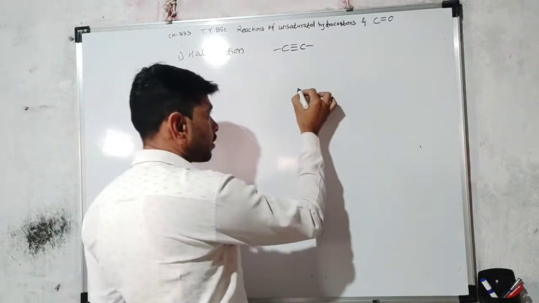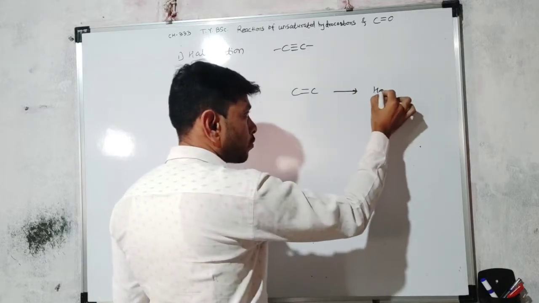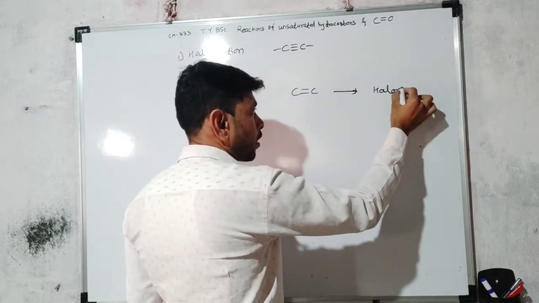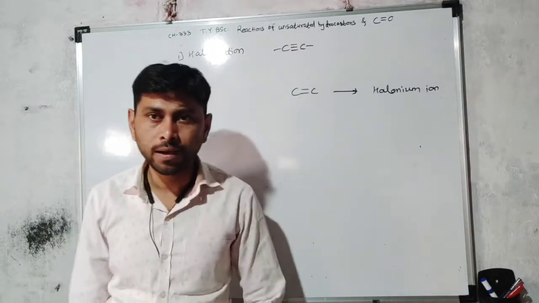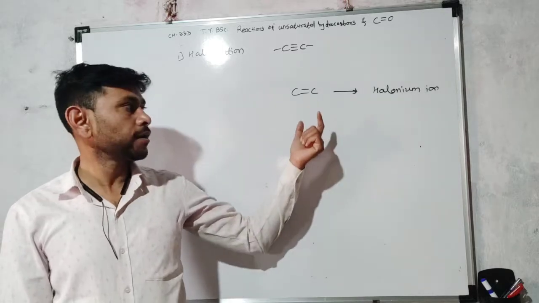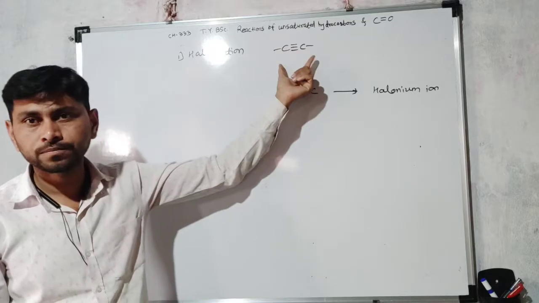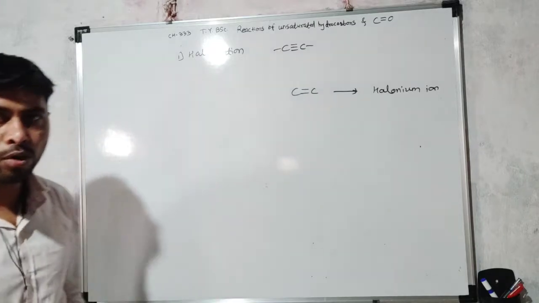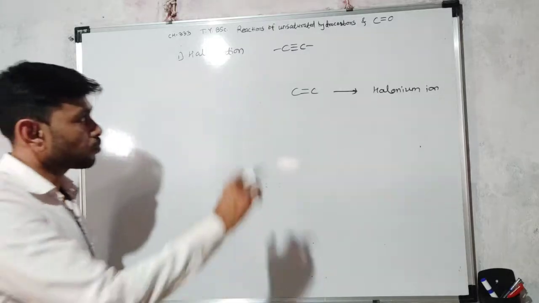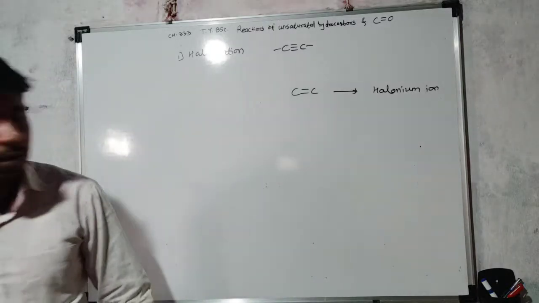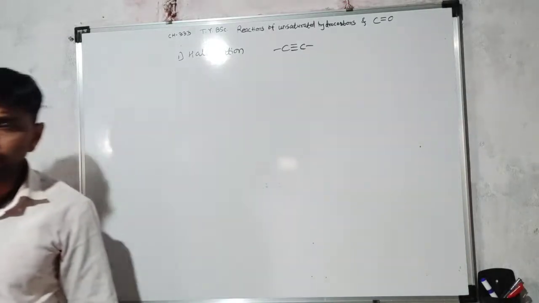In case of carbon-carbon double bond, reaction takes place via one intermediate we call halonium ion. But here that halonium ion is a cyclic ion, and that cyclic ion is not possible in case of carbon-carbon triple bond. That's why the process takes place via vinylic cation only.